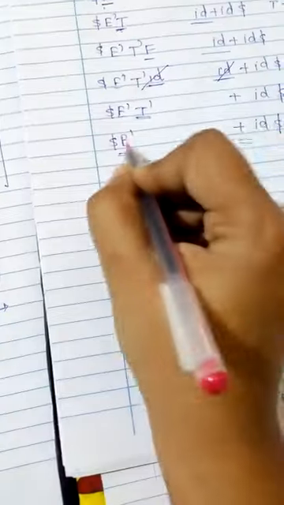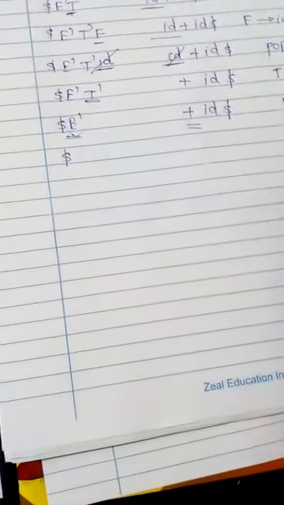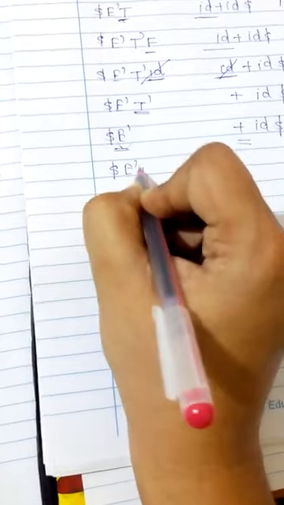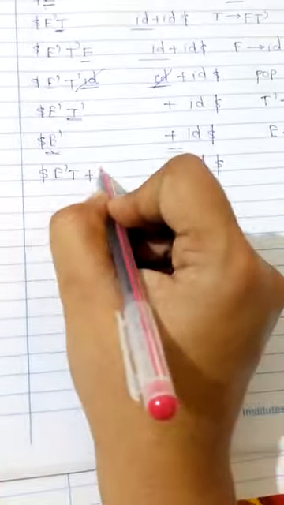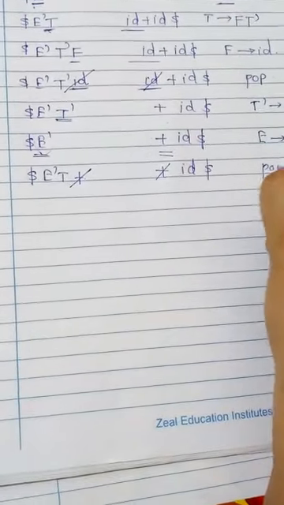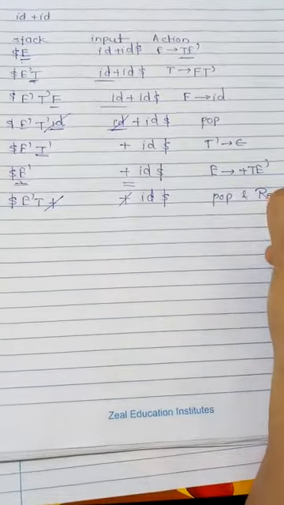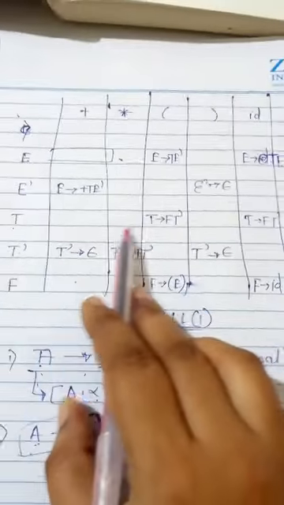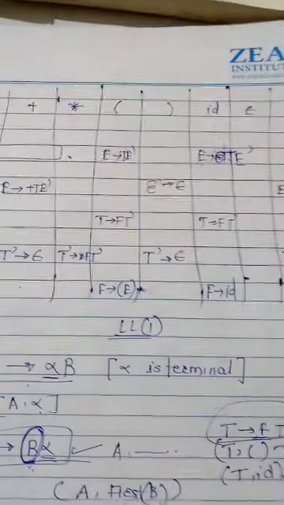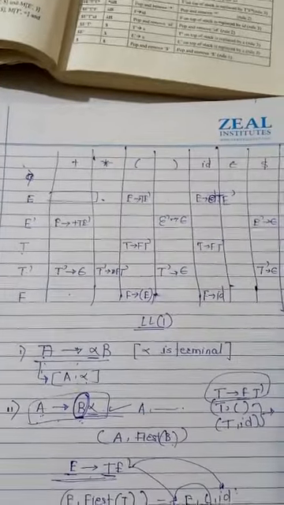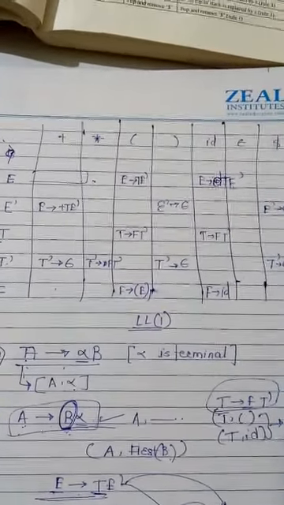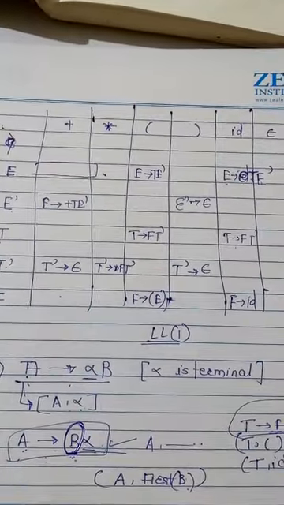So it is dollar. Now instead of this E dash, I will insert this value, so it will be E dash T plus. Here the input is plus id dollar. Now the plus will get popped, so we will write pop and remove. Now T on id, check it out. T on id gives you FT dash. So it will be E dash.